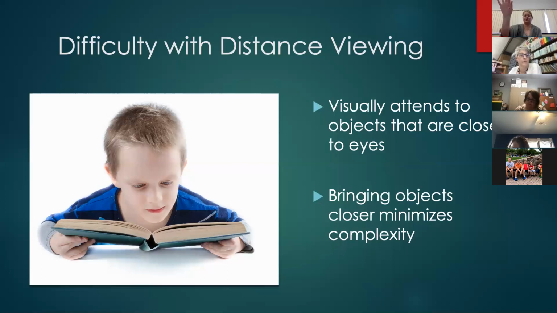Nearsighted is you have a hard time seeing things that are far away, but you can see things really up close. Farsightedness is when you can see things far away, but you can't see things up close. And so it's different than difficulty with distance viewing. You see this child right here who has this book up pretty close, I would say within probably 6 to 8 inches here.